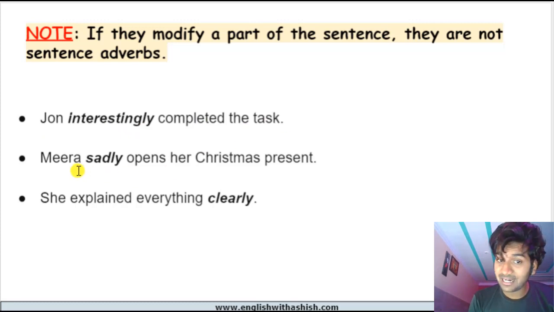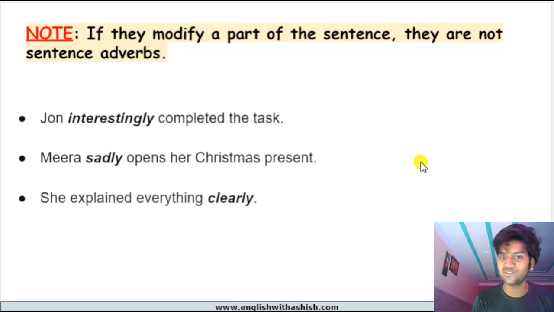All right. Meera sadly opens her Christmas present. She opens her Christmas present. How does she do it? She sadly does it. So this entire situation is not sad. She does this action sadly. All right. She explained everything clearly. She explained everything in what manner? Clearly. This entire situation is not clear. She did it in a clear manner.